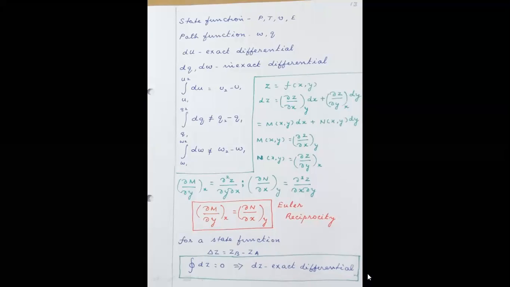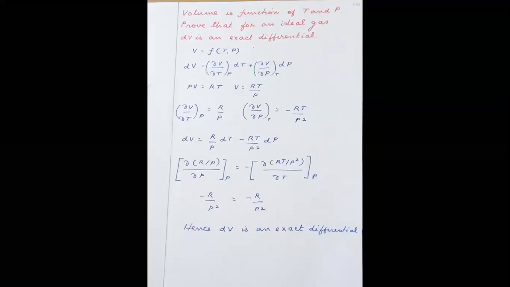For an exact differential, the cyclic integration from the lower limit to the upper limit and then from the upper limit to the lower limit, when you come back to the same state, gives you 0 value. This is called exact differential. Now we are going to do a simple problem by which you can understand what is a cyclic process.